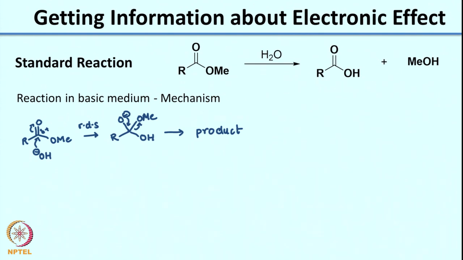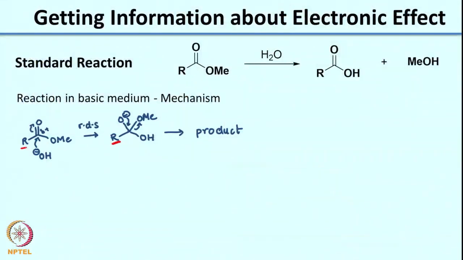So now let's look at this carefully. Now in this case, if you compare R in the reactant with R in the intermediate, what you would see is the reactant is neutral, whereas your intermediate has a negative charge. So this is similar to the benzoic acid case. So when you have electron withdrawing R groups, they will actually stabilize the intermediate more than the reactant. So will electronics make a difference in this particular reaction? Yes. So electronics is important.